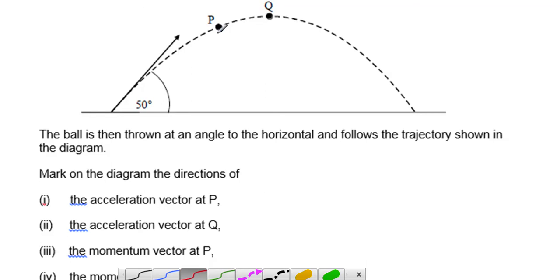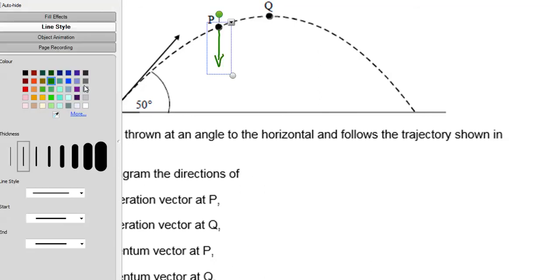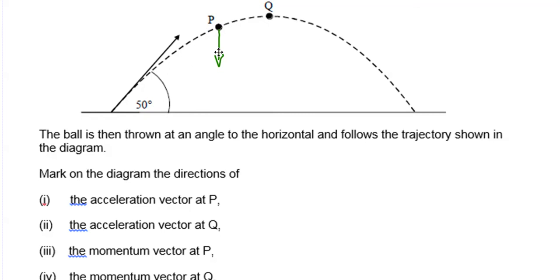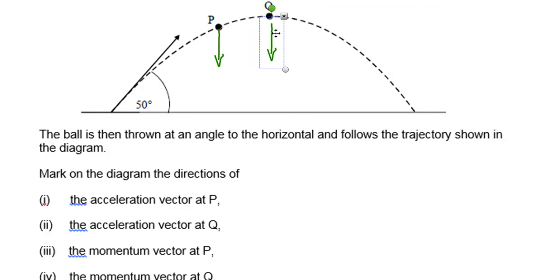So, at P, the acceleration vector is there, and just in keeping with my original colour coding, I'll do that green. And guess what? The acceleration vector at Q, the only acceleration it's got is the same it had at P. It's exactly the same.